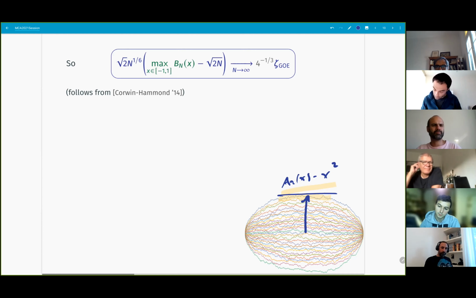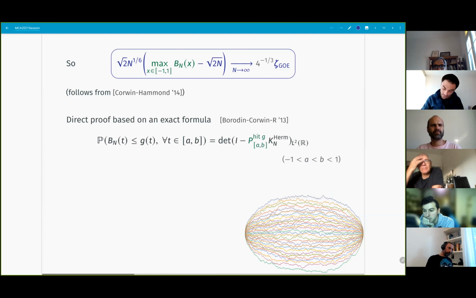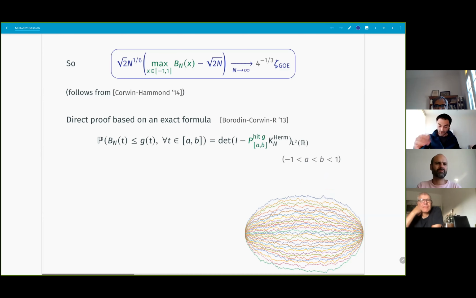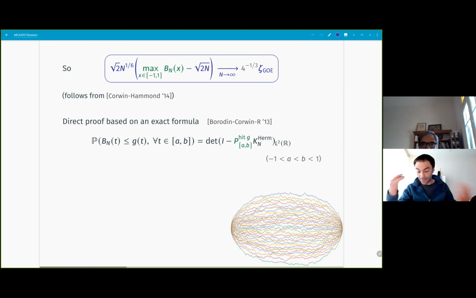It essentially follows from a work of Corwin and Hammond. So now we get this, and this is the starting point of the story I want to tell: there are these relationships that you get from non-intersecting Brownian motions through variational formulas, and they give you some other random matrix quantities. I'm essentially not going to talk about proofs at all in the talk. The purpose of the talk is to tell you about some results related to the one circled on the top, this convergence of the maximal height.